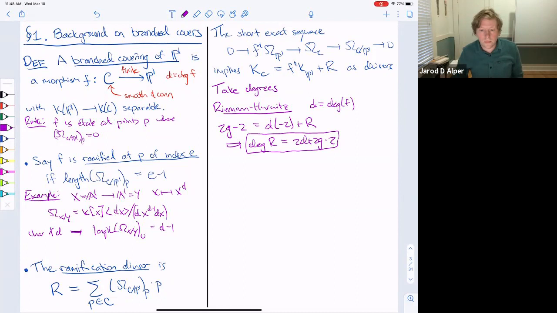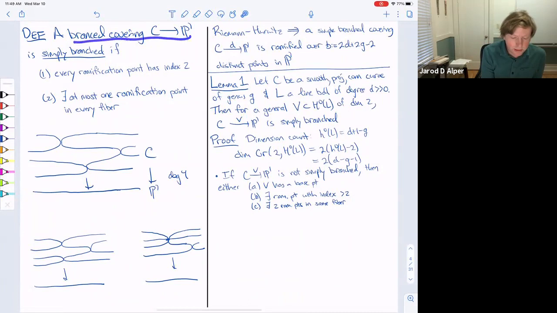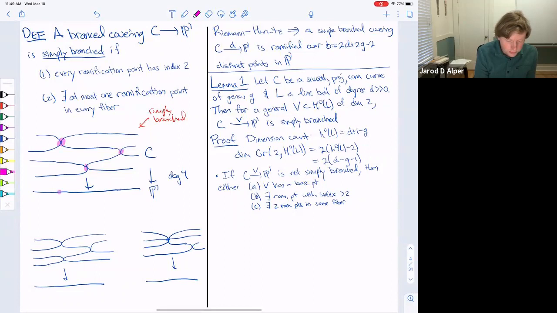All right, and then moving on, we want to restrict to particularly nice branched covers. So we want to consider simply branched covers. We call a branched covering simply branched if every ramification point has index 2, and there's at most one ramification point in every fiber. This is a picture of something simply branched, where the ramification points are over distinct points in P1, and they're all just doubly branched. But these examples at the bottom are not simply branched, because you have two ramification points over the same point, and here you have a ramification index of 3.